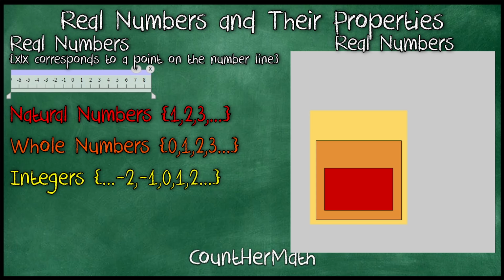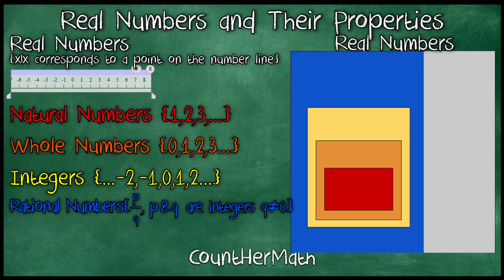We are going to use integers to build the next set, the rational numbers or fractions. A rational number is an integer divided by an integer as long as that denominator isn't 0. All of these numbers can be found on a number line, making them real numbers. There are also many real numbers that can't actually be shown by dividing two integers, but we can still find them on the number line.